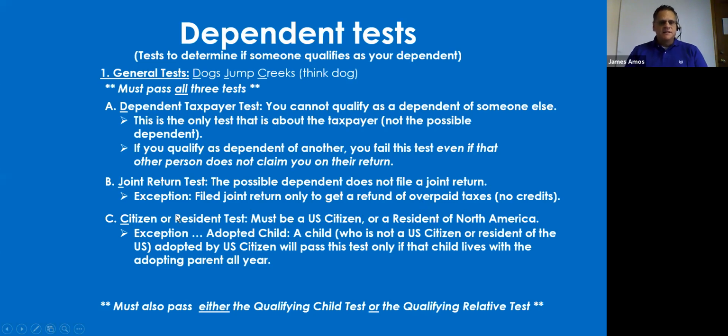Now, C is the citizen or residence test. Well, again, this is about your possible dependent. What this means is you must be a U.S. citizen or a resident of North America.